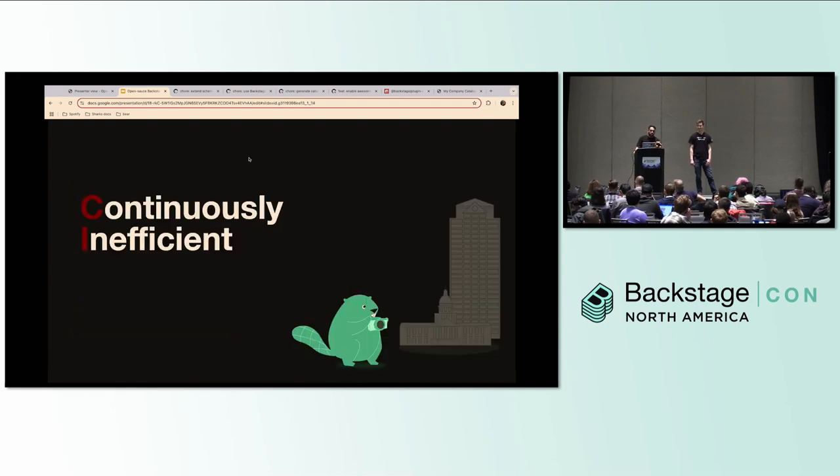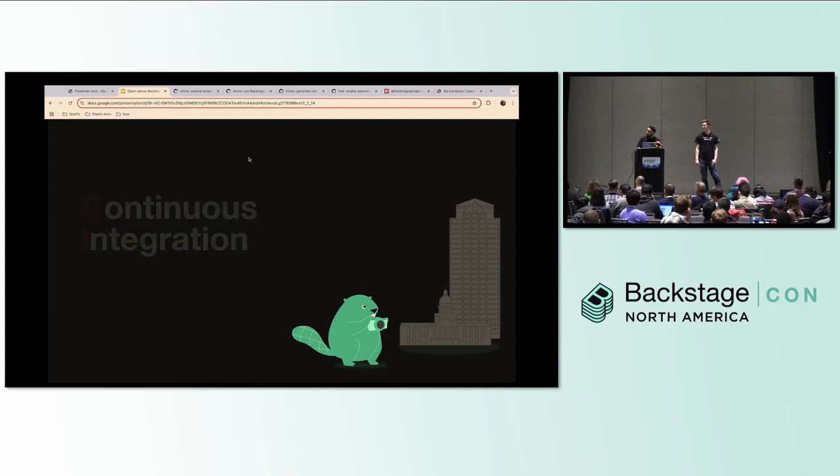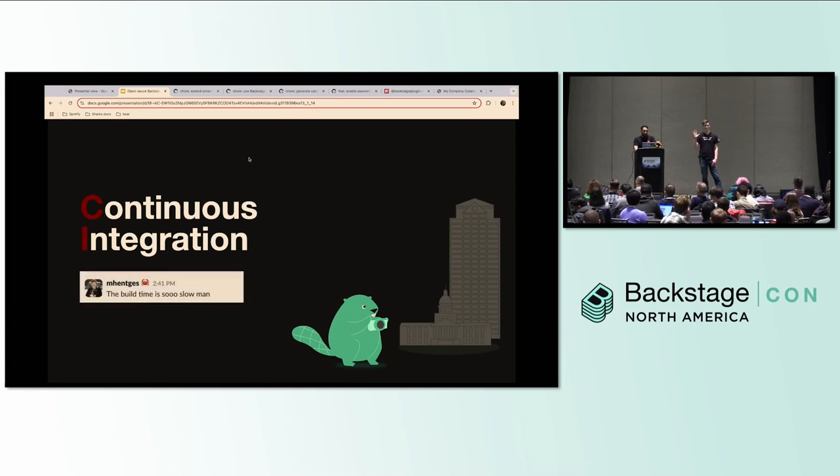First, let's talk about continuously inefficient, or how other people say it, continuous integration. So a week ago, I was working and I got this message. The build time is so slow, man. If you're a maintainer of a monorepo, you probably have seen this type of message before. So did I. So I started working on it.